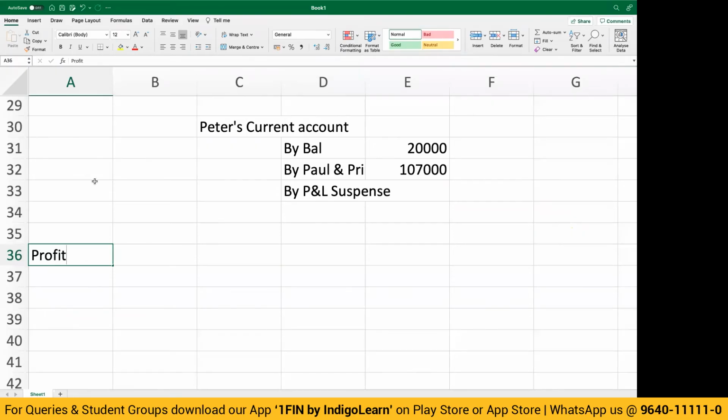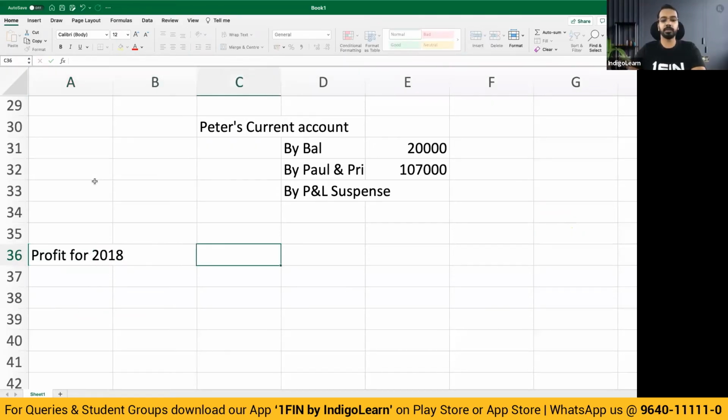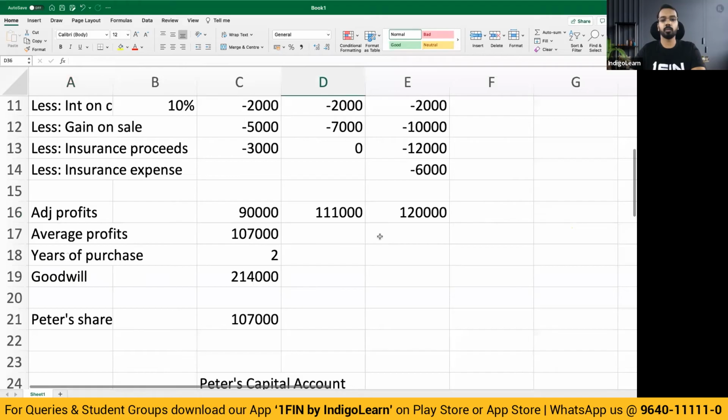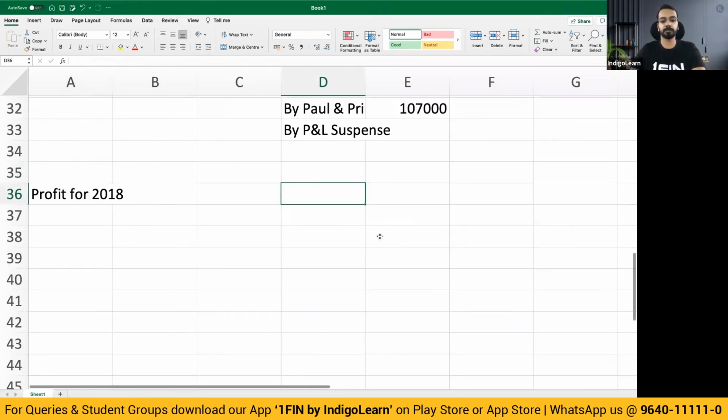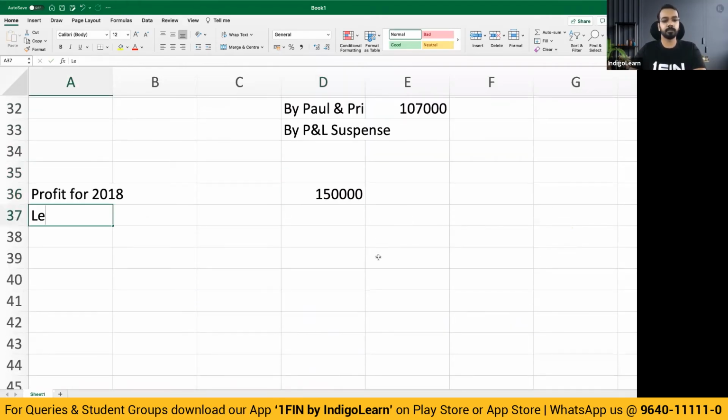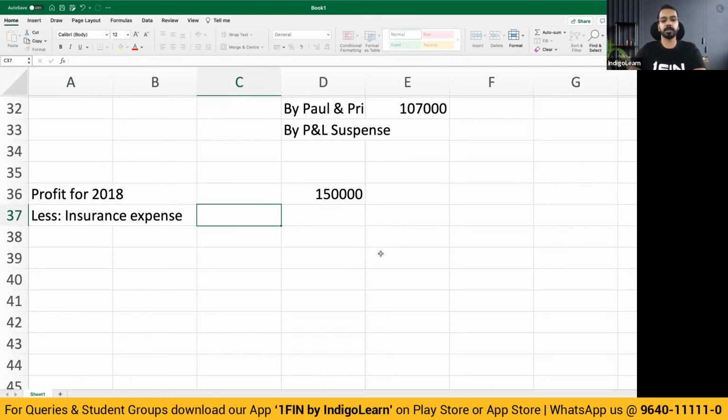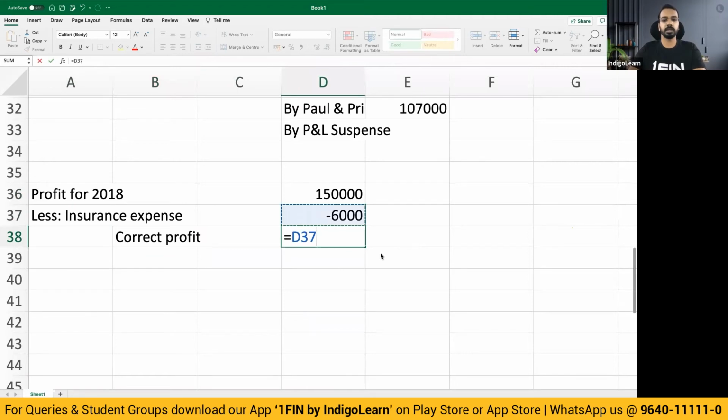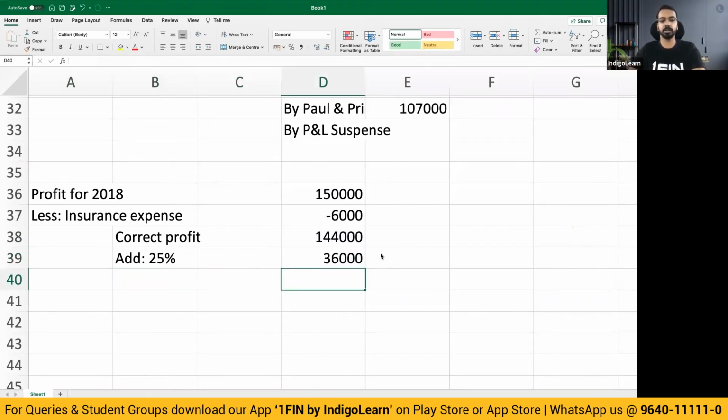So profit for 2018 was how much? 1,50,000 less insurance expense 6,000. So the corrected profit is 150 minus 6, 144. Add 25%. So this multiplied by 25% is 36. So the total comes to 1,80,000.